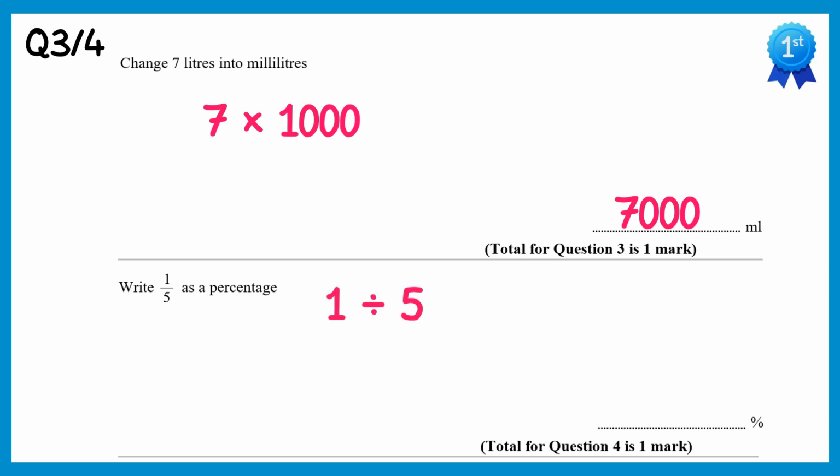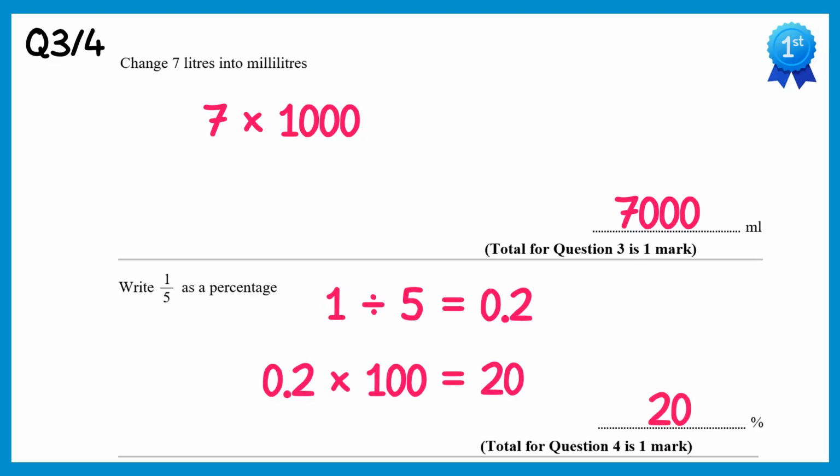To write 1/5 as a percentage, we're going to take our calculator and type in 1 divided by 5. That will turn 1/5 into a decimal, which is 0.2, and to turn any decimal into a percentage you can just multiply it by 100. So 0.2 times 100 gives you 20, so the answer is 20%.